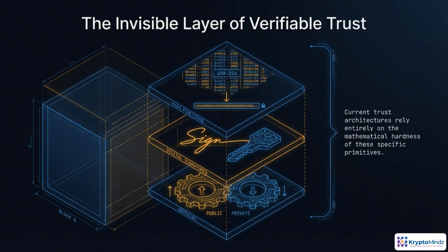Verifiable trust is really an invisible cryptographic layer under everything. Hash functions, digital signatures, and public-private key pairs are the core primitives. Most current trust architectures assume, as long as these math problems stay hard, our identities, transactions, and histories remain safe. AI and quantum computing directly pressure that assumption.